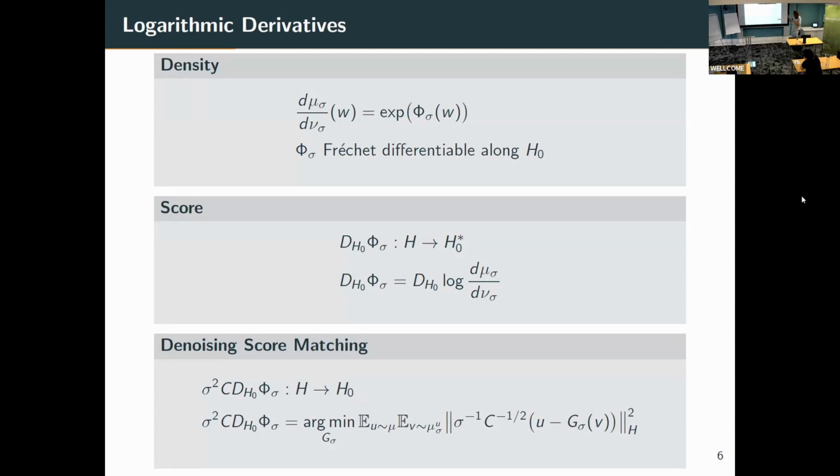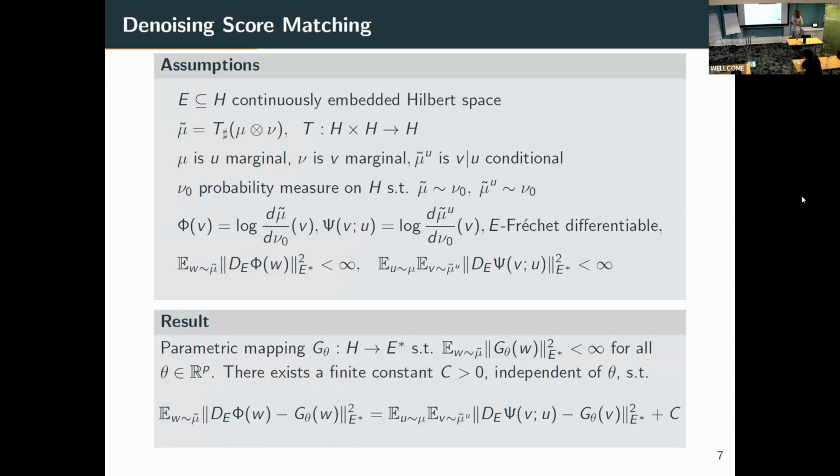So you can do denoising score matching in a much more general way. And that's what I want to show next. So again, this slide is very busy, which I apologize for. So I'm just trying to go through it very slowly. The reason it's busy is because I want to give a very general statement to when you can do denoising score matching. So I'm still working in this Hilbert space setting, and I'll take E to be a continuously embedded Hilbert space within H. And so the E is essentially the H naught of the previous slide.